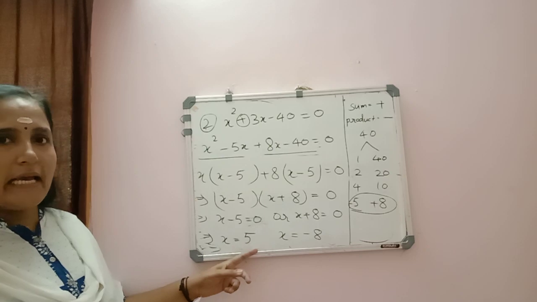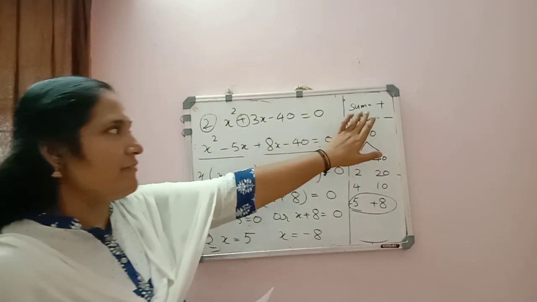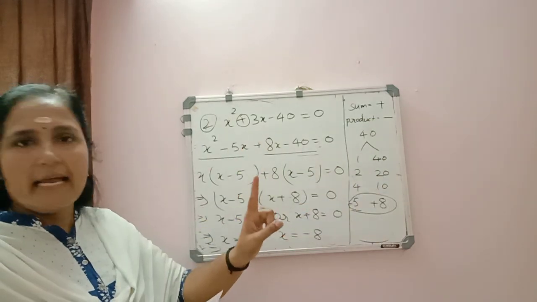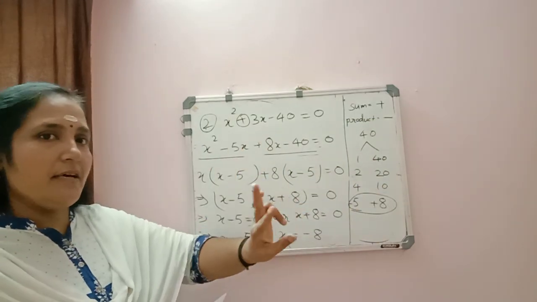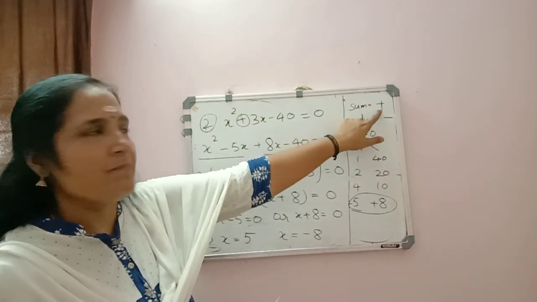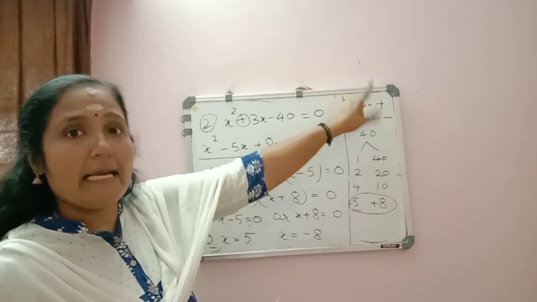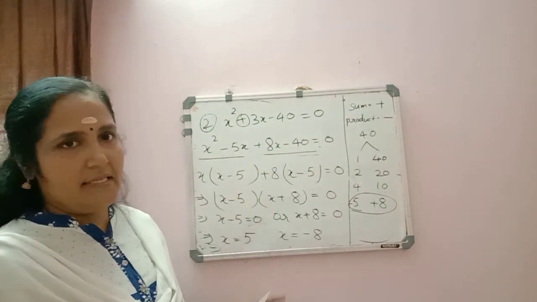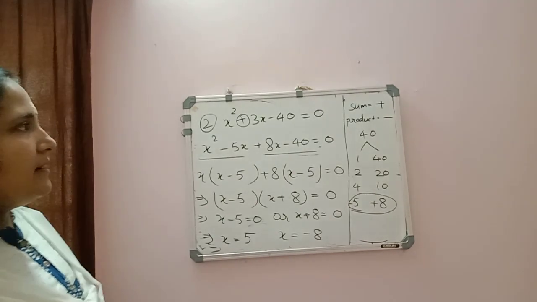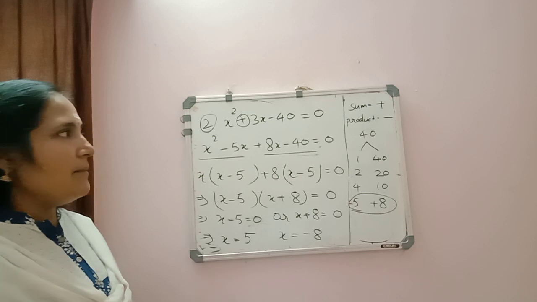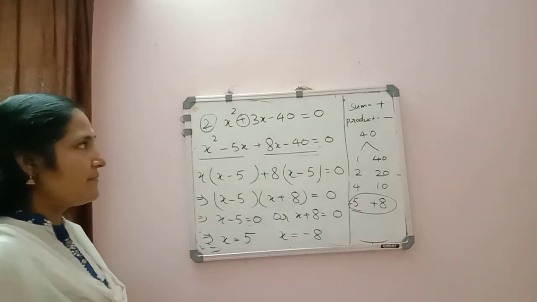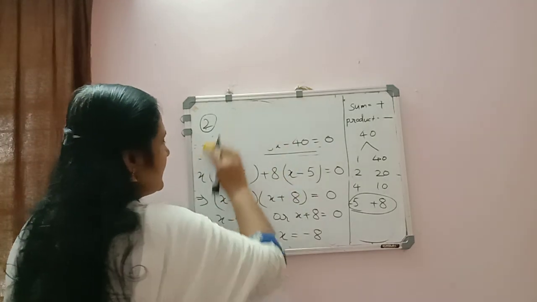Hope the method is clear to you. Just to check this one. If the sum is positive and product is negative, then one number should be negative. Out of the two numbers, which one should be negative or positive? For that, you have to check the sign. If the sum is positive, the greater number you have to take as positive. We'll discuss more examples so that the method will be clear to you. So moving to the next example.